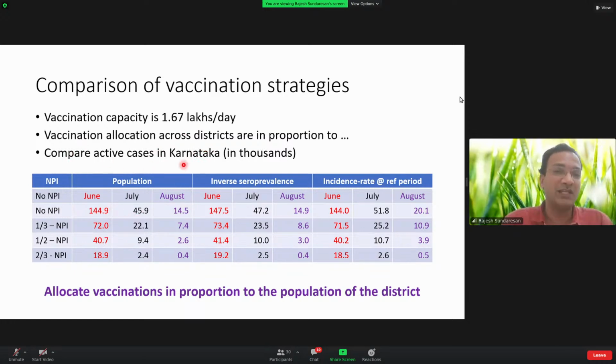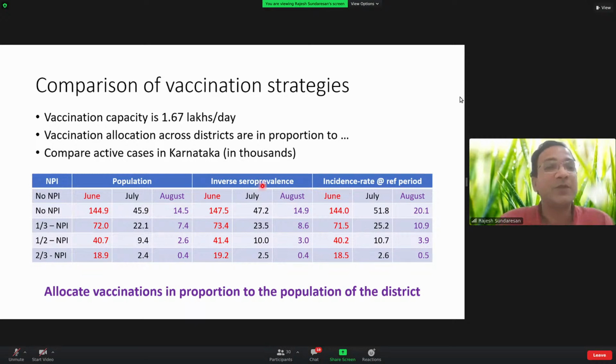So here you allocate vaccinations to districts in proportion to population. Here in proportion to the predicted seroprevalence around February. And this one would be matched to the incidence rate during the early part of April, because if there was a surge in a particular district, then you might want to go and vaccinate there a little more aggressively, a sort of ring vaccination, so that things don't spread.